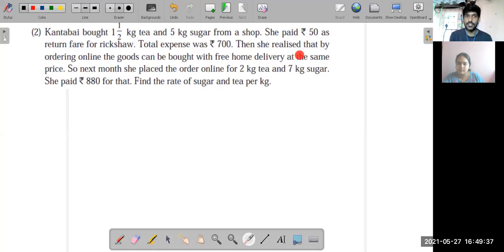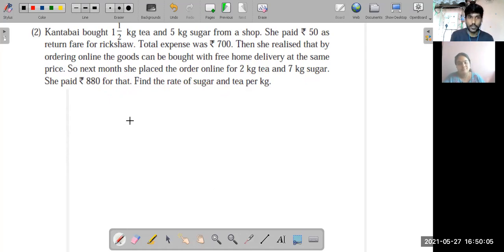Then she realized that by ordering online, the goods can be bought with free home delivery at the same price. So next month, she placed the order online for 2 kg tea and 7 kg sugar, and she paid rupees 880 for that. You have to find the rate of sugar and tea per kg.